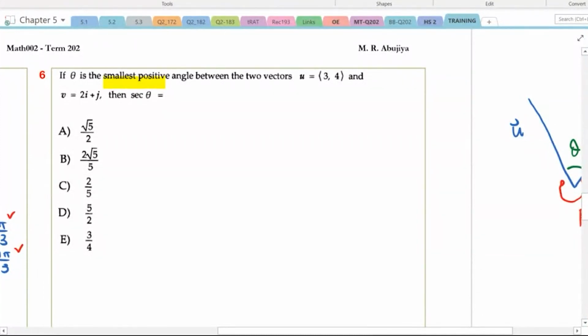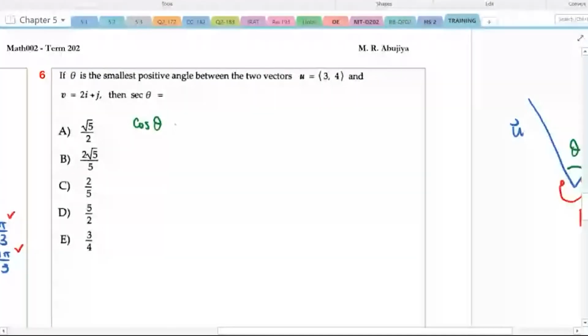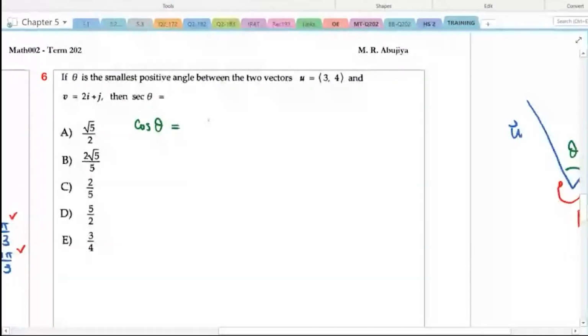Now, how do we find the smallest positive angle between two vectors? If you remember, in chapter 9, we use cosine of theta equal to u dot v, that is the dot product of u and v, divided by the magnitude of u multiplied by the magnitude of vector v.